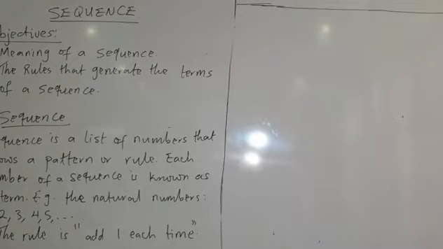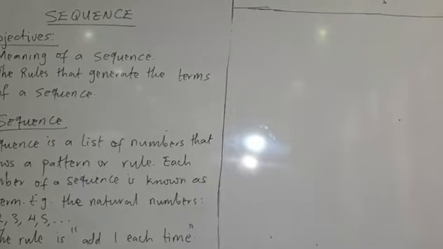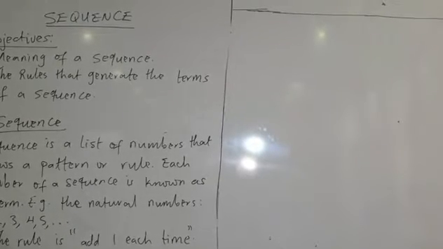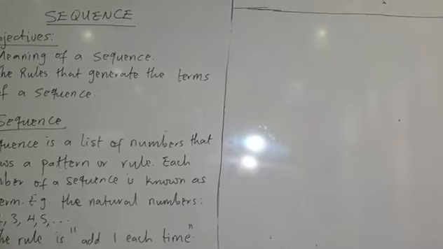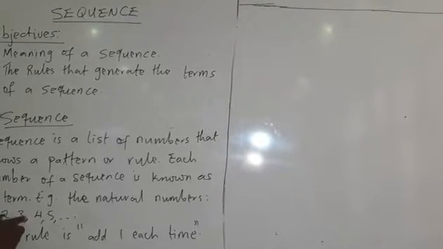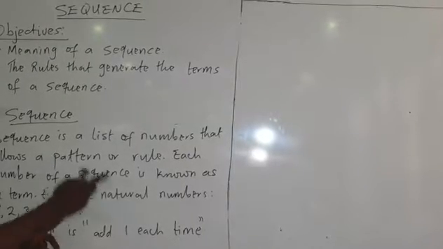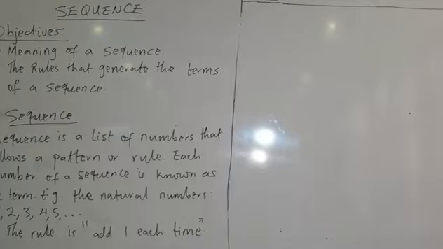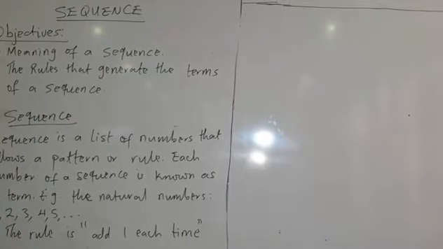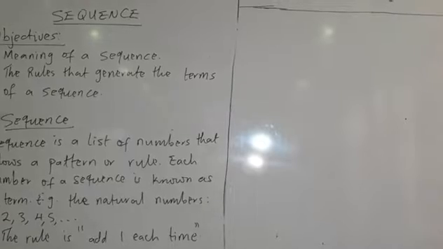Add 1 each time means if you take your first term, to get your second term, you add 1 to 1 to give us 2. To get your third term, add 1 to the second term, add 1 to the third term to give you the fourth term, add 1 to the fourth term to get the next term, and so on like that. So that is that on the meaning of sequence with representation.